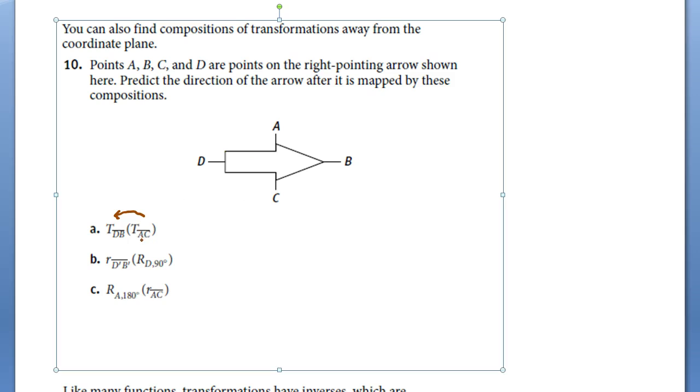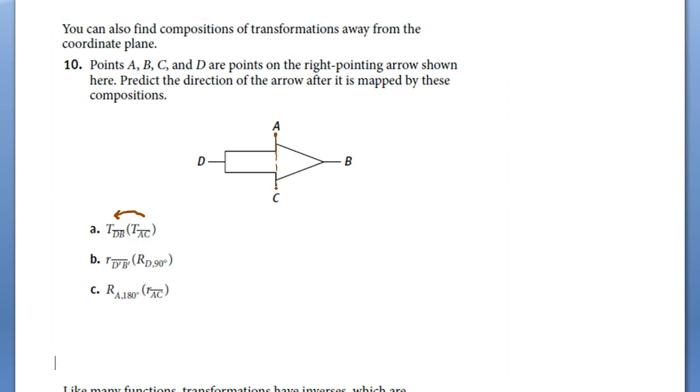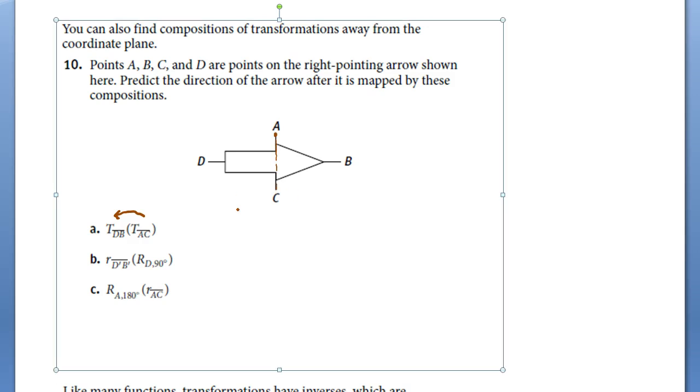Let's translate it along segment AC. So the directed segment from A to C, we're going to slide that arrow down this far. And then it would exist down here on the paper. But keep track of where it's sliding to and if the direction of the arrow ever changes. Simply sliding the arrow doesn't change the way that the arrow points.